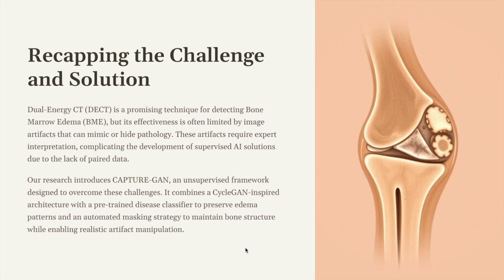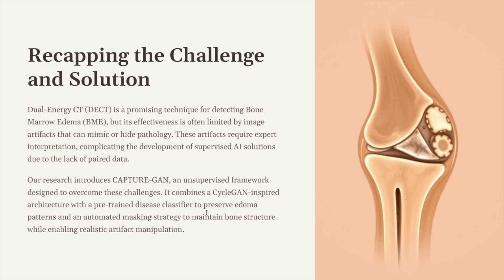Now we ask, why can't we simply collect pairs of clean DECT scans and artifact DECT scans to train a supervised network? The short answer is it's not feasible. You need to scan the same patient twice, once under ideal conditions and once under artifact-inducing conditions, to produce those paired examples. That approach is both unethical and impractical. You cannot subject a patient to extra radiation or deliberately induce artifacts in a clinical setting. Because of this, traditional supervised learning models, where you feed the network paired inputs and outputs, are essentially ruled out.